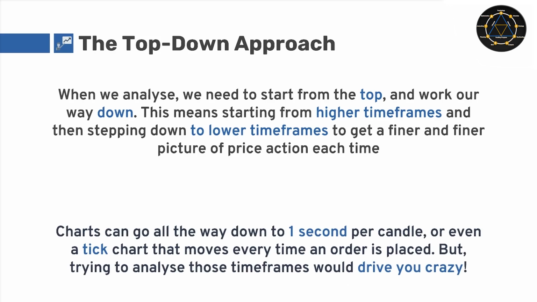Now, charts can go down to a 1 second candle or even a tick chart. So a tick chart is every single time an order is placed, the market will move. But of course, like I said, with a 1 minute chart, that's a bit of an extreme example. You're not going to be doing that. So when we think about top down, we're not literally going from the highest possible to the lowest possible. You're going to be going from what you use in your strategy.